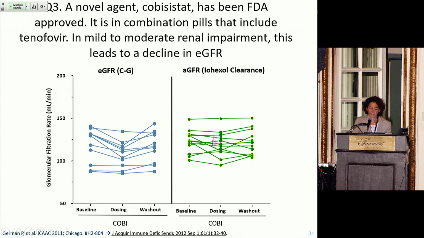So what you're looking at here is actual GFR with iohexol clearance, okay? And you can see really not too much difference in an individual patient, baseline, dosing, and washout. And here, estimated GFR, baseline, dosing, washout, all right? So this is a drug that affects the estimate, but not the true GFR. So this is a drug that affects the serum creatinine, because that would be the only thing that would change in between baseline and dosing. So it affects the serum creatinine.